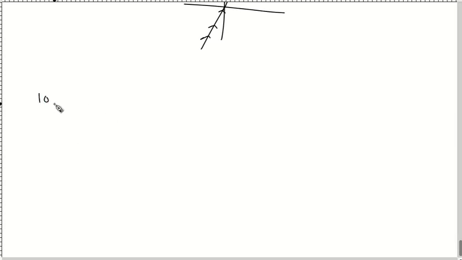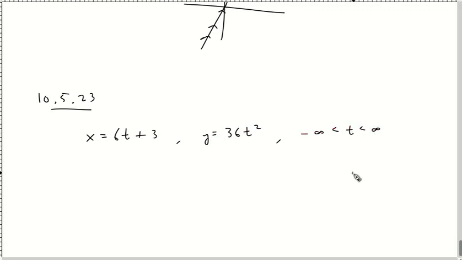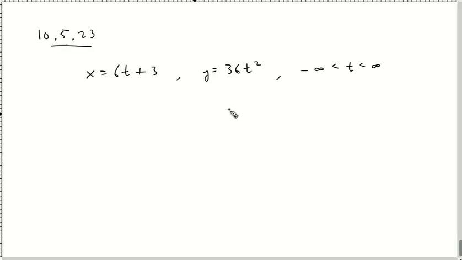I think that was almost too easy, so we need to do something harder, don't we? x is equal to 6t plus 3. y is equal to 36t squared. And we're going from negative infinity to positive infinity. Eliminate the parameter. Same thing. So this one's not as easy, but I still think I could solve for t, and then I plug it in. It's kind of like systems of equations where you solve for one, plug it in, solve for the other. This is easy stuff then.